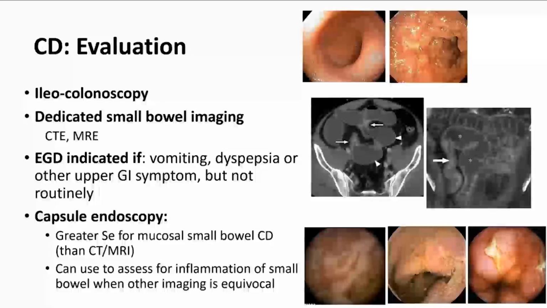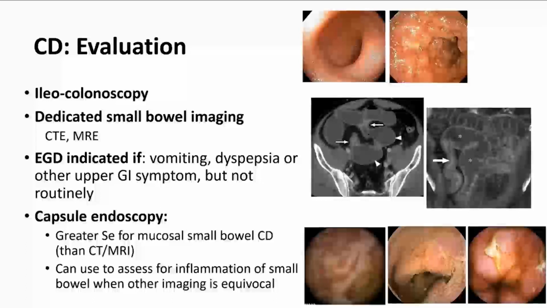The evaluation for Crohn's disease, as we were just saying: it is important that we do a colonoscopy and take a look at the terminal ileum. It is important to evaluate with dedicated small bowel imaging, and you can use CTE or an MRE, basically CT enterography and MR enterography. This is necessary, and you need to do this in every patient where you suspect Crohn's disease. EGD is not always indicated, only if the patient has symptoms of vomiting, dyspepsia, or other upper GI symptoms, but it's not something that you do routinely.